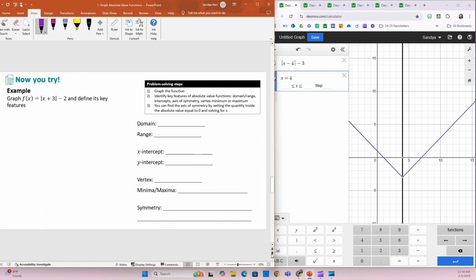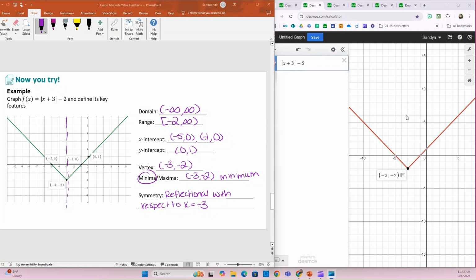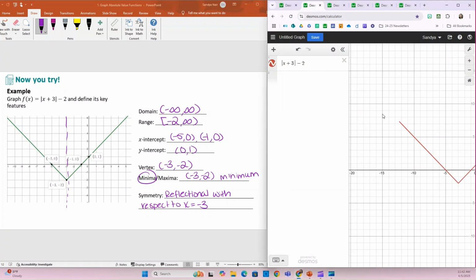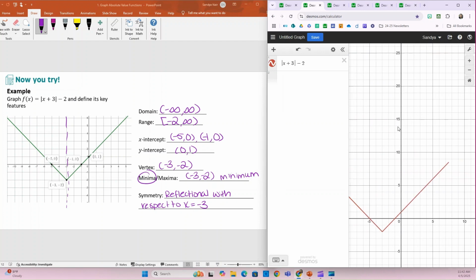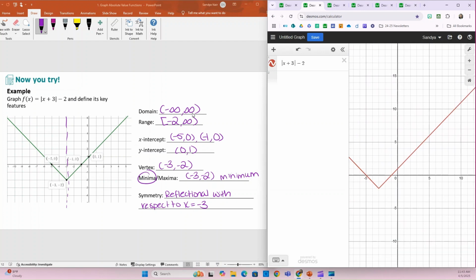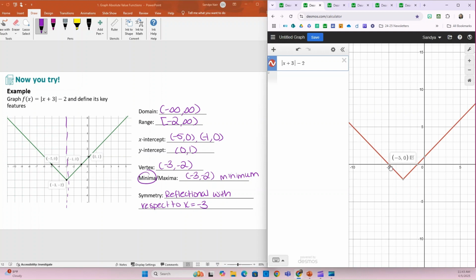So now you can go ahead and pause the video and try describing the key features of this absolute value function on your own. You can just use the graph in Desmos to help you identify the key features. We can see that the domain includes all real numbers for x, so we're going to say -infinity to +infinity. If we click on the vertex, we can see the lowest y value is -2, so the y values go from -2 to +infinity. The x-intercepts, if we click on them, we can see they are at (-5, 0) and (-1, 0). If we click on the y-axis, we can see the y-intercept, which is at (0, 1).